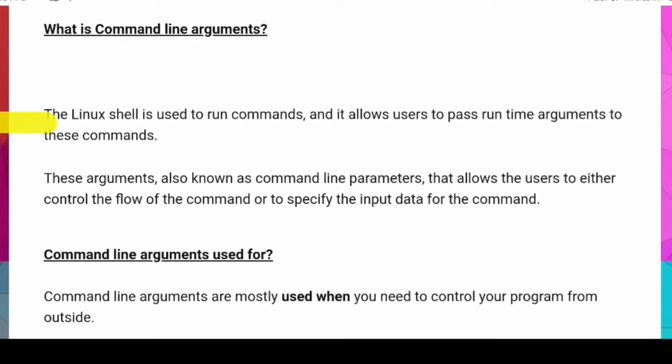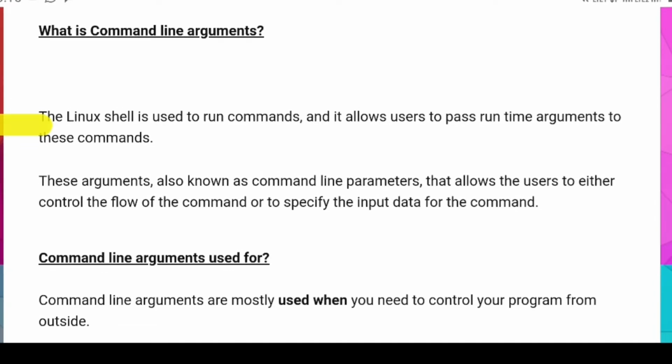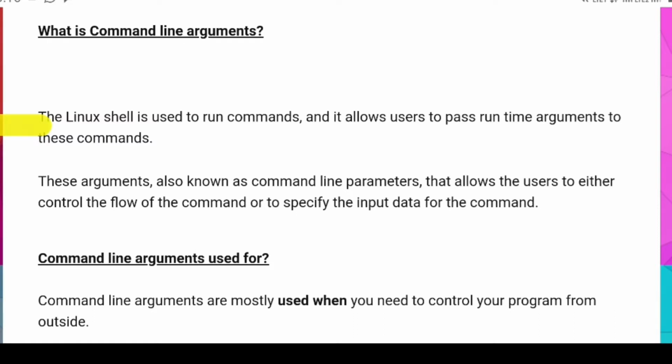First, what is a command line argument? A command line argument is passed by the user during the runtime of the program. These command line arguments are basically used either to control the flow of commands or to input data during execution. Why do we use command line arguments? They are mostly used for controlling the program from outside.